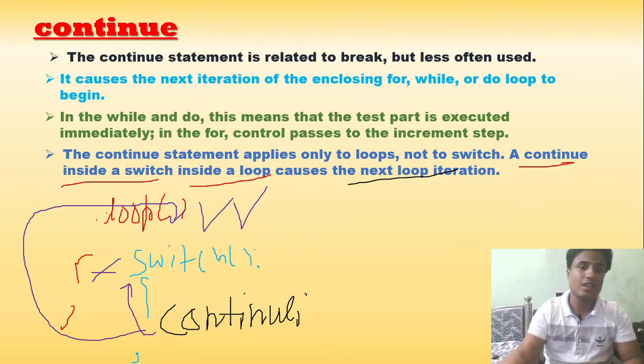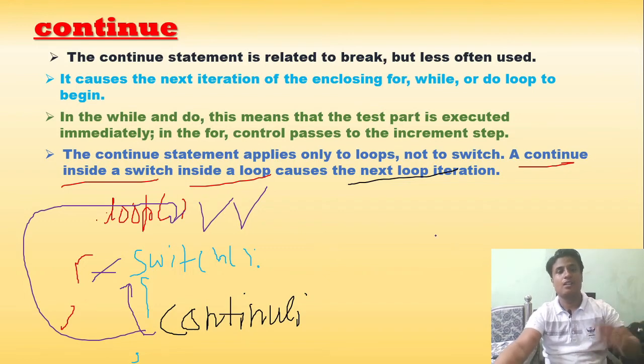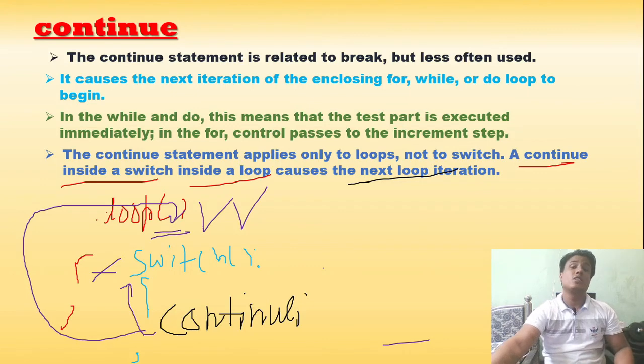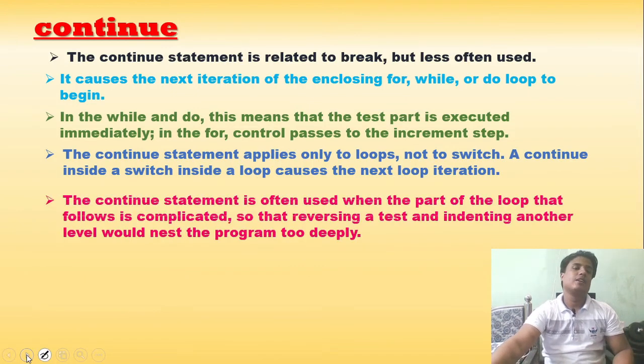It's a very easy thing. It applies only to loops, not to switch. A continue inside a switch, inside a loop, causes the next loop iteration. So it will just come to this part. Hope it is clear to you. So moving on, let me see the next point.